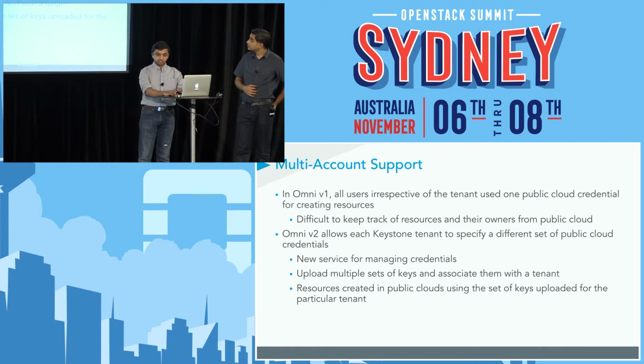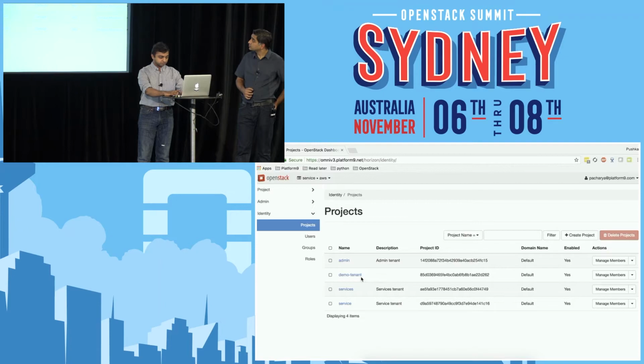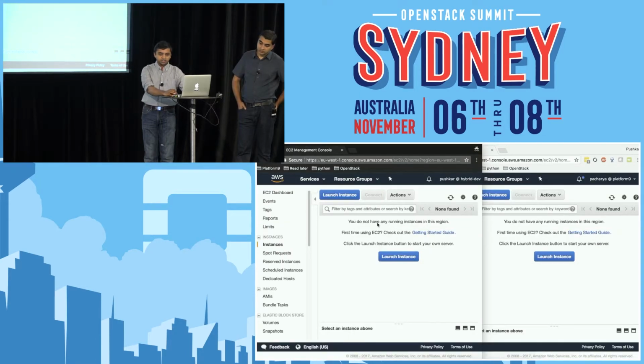We have a short demo for that. So what I have here is a bunch of tenants. Currently, I have configured the demo tenant and the service tenant. The demo tenant is associated with the Platform 9 account, while the service tenant is associated with the hybrid dev account that you see here.